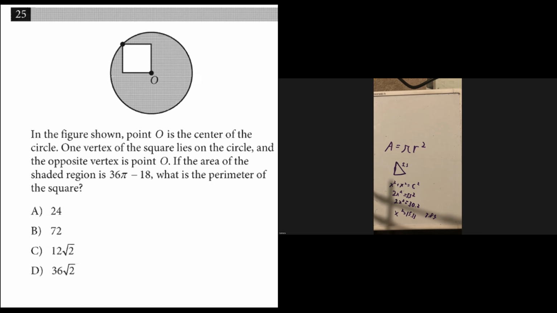And then since we're finding the perimeter, we'd multiply by 4. It's times 4, which gets us 16.9, which is equal to 12 root 2. So the correct answer is C.